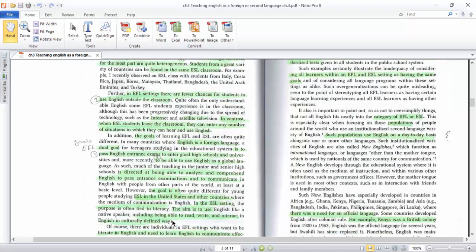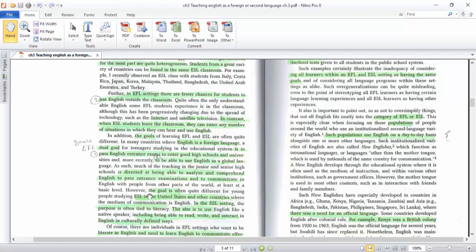Difference number 3 is in goals. The goals in EFL and ESL are quite different. In EFL we have dual goals. The first one is to pass English entrance exams to enter good high schools and universities, and the second one is to be able to use English as a global language. It is directed at being able to analyze and comprehend English, to pass entrance exams, and to communicate in English with people from other parts of the world.